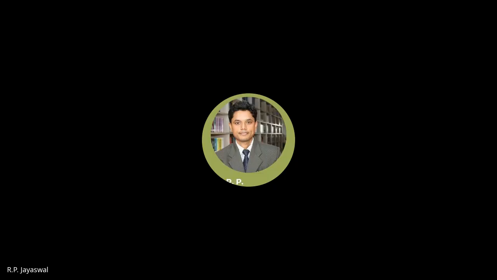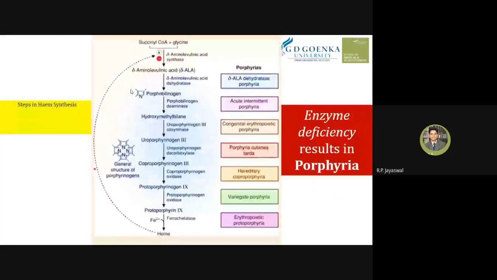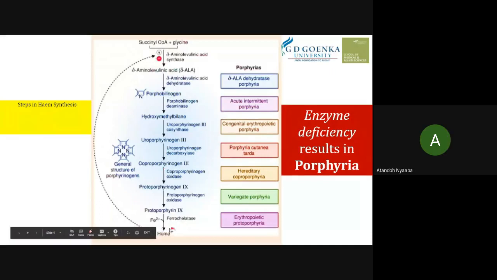We already discussed this in the morning, the steps which make heme production in our bone marrow. It starts from succinyl coenzyme A plus glycine that gives us delta aminolevulinic acid, and through subsequent reactions and different enzymes, we finally produce heme as an end product.